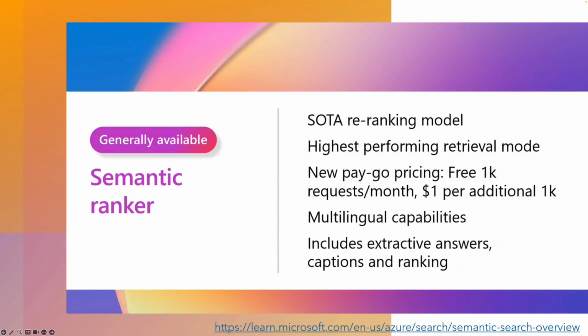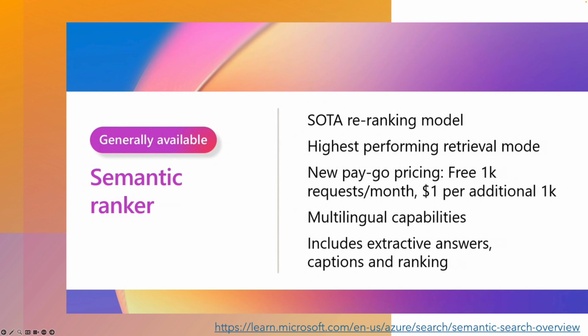Even better, today you also have the semantic ranker or re-ranker generally available. It will look at the results compared to the query, and based on models designed by the Bing team, it will try and see what is actually most relevant here and put the most relevant results at the top. So it's a re-ranking model. And since November, it's generally available with new pay-go pricing. So for free, you get 1,000 requests per month, and then it's an additional $1 per additional 1,000 requests.